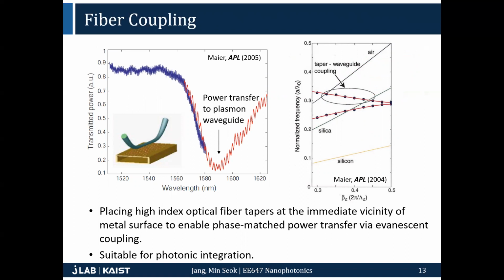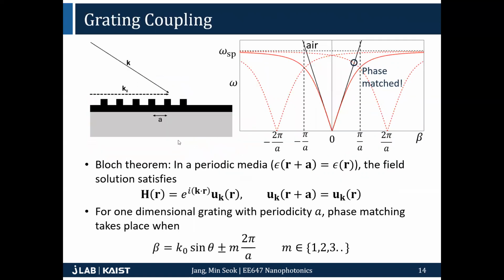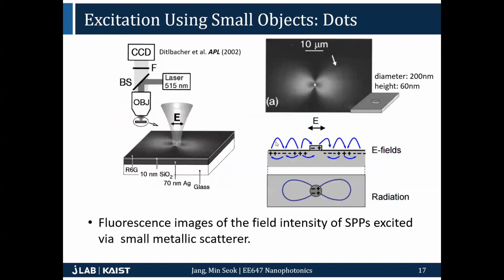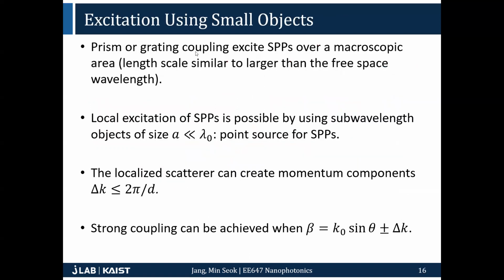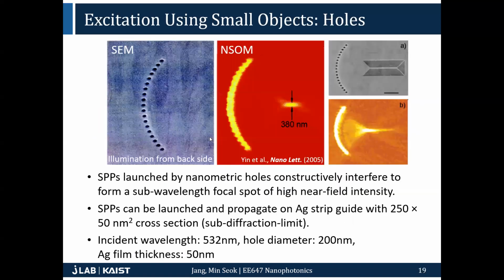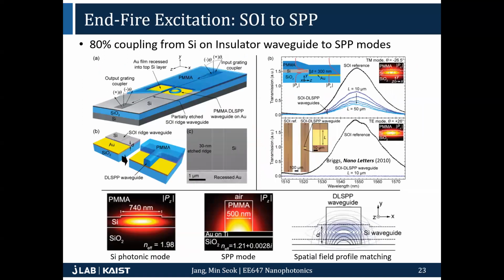While I'm waiting for you to type in the questions, what's left in this chapter is other methods of exciting graphene surface plasmons, like grating coupling, for instance, and also excitation using small objects, and then their applications. And finally, end fire excitation.